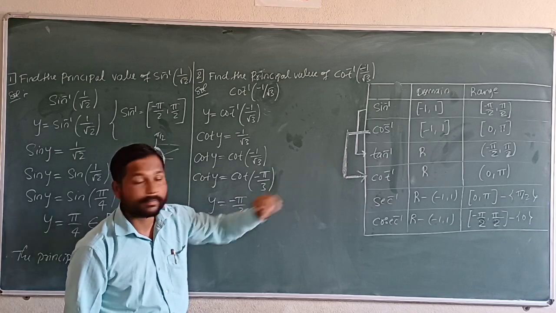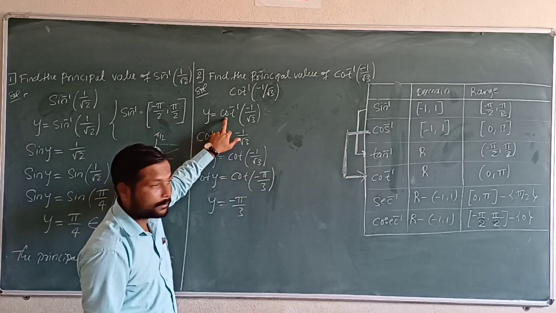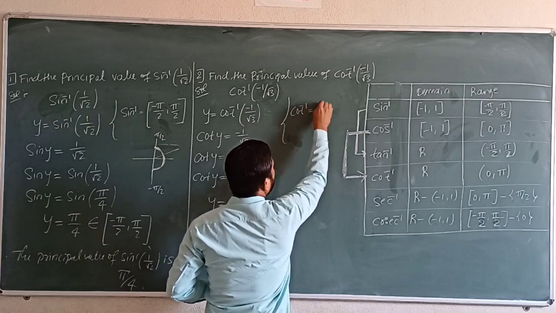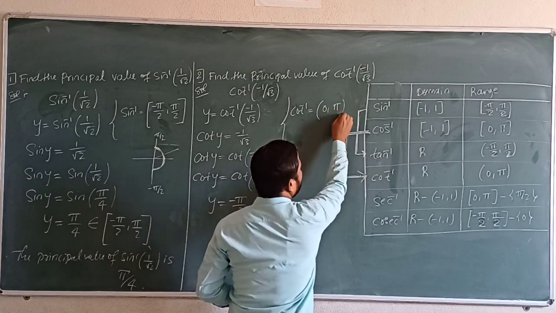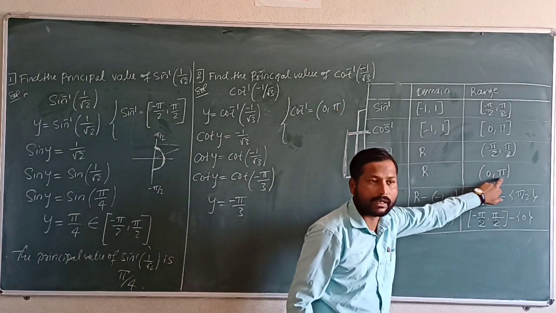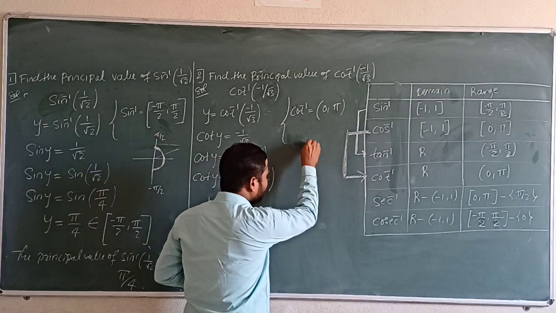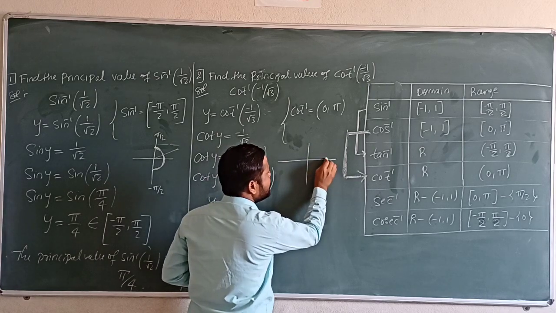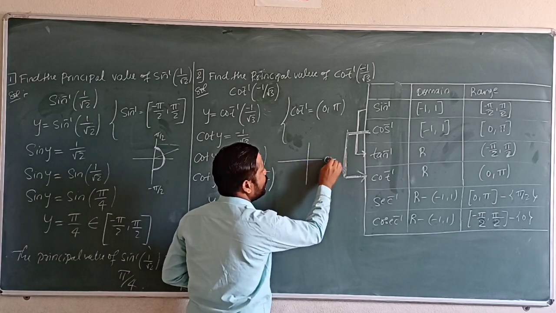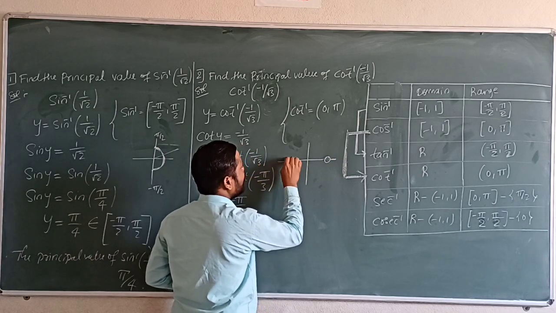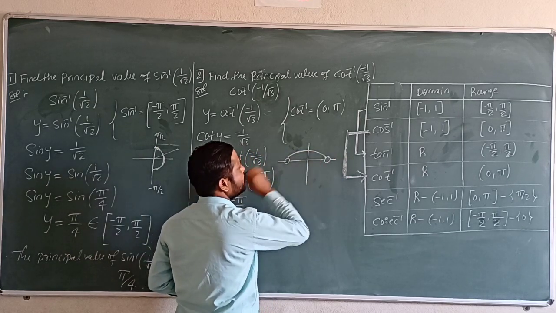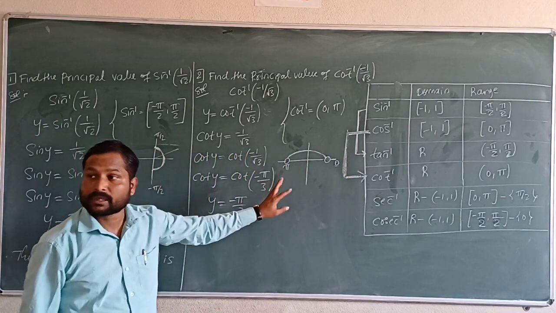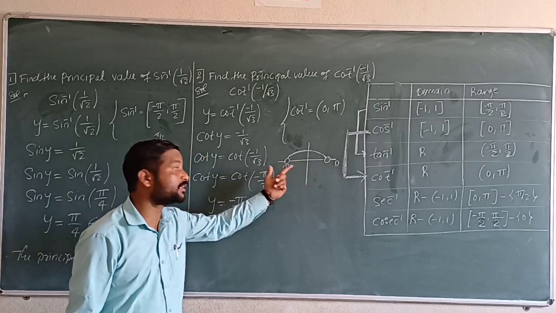Check the range in the table. Which table? The cot inverse table. Cot inverse range is the open interval 0 to pi. Take it in diagram form. Open interval 0 to pi means 0 is not included and pi is not included. Your answers should lie inside this range, so check that.